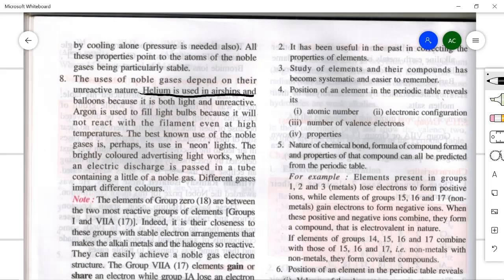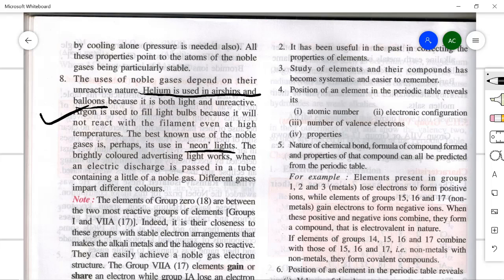Helium is used in airships and balloons because it's light and unreactive. Argon is used to fill light bulbs because it will not react with the filaments. And neon lights, as they are called. The best known of the noble gases is neon, because neon lights give brightly colored advertising light works.